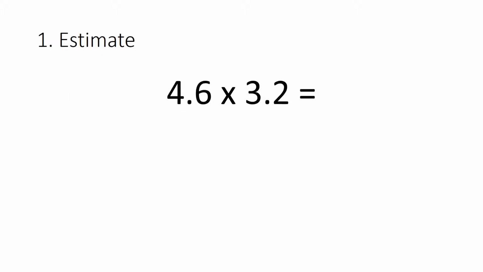All right, so let's say we want to multiply 4 and 6/10 times 3 and 2/10. The first thing you have to do is estimate. So 4 and 6/10, the 6 tells the 4 to round up. So 4 rounds closest to 5. And then we have 3 and 2/10. The 2 tells the 3 to stay the same. So 3 and 2/10 rounds closest to 3.